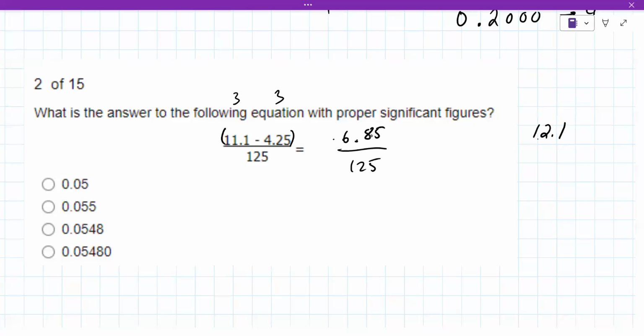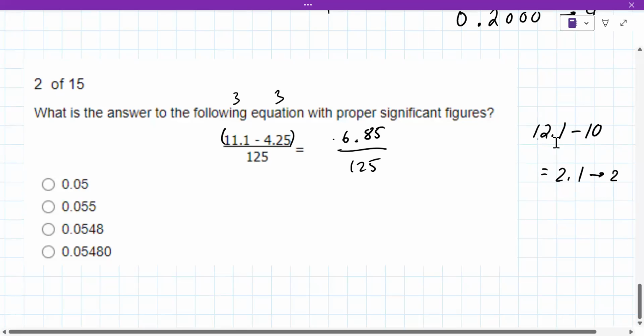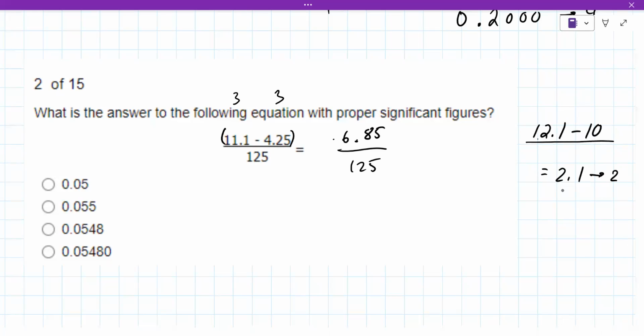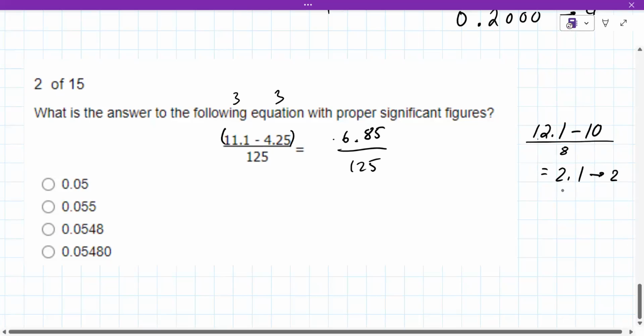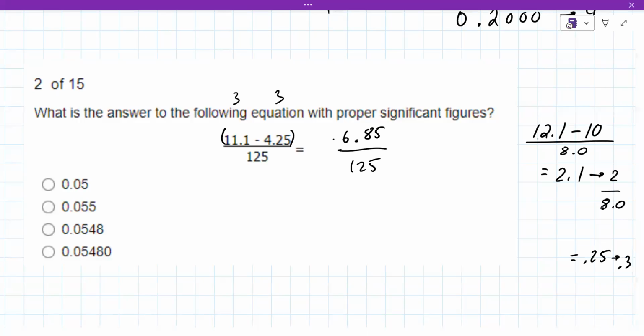Let's say that this was your numerator, 12.1 minus 10, which is 2.1. You would then have to say, that's really 2, because this one on the right has one significant figure. And then let's say you're dividing by 8.0. This has 1, this has 2. So even though you get an answer of 0.25, you then have to round to 0.3, which could be really far off when you're all done.